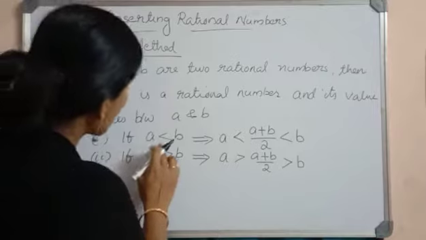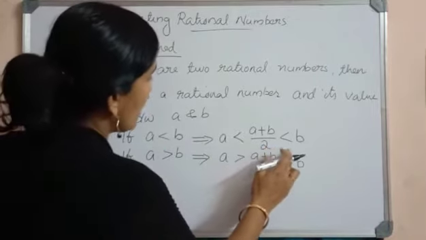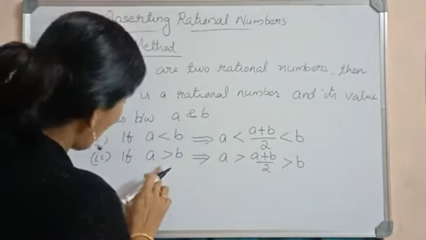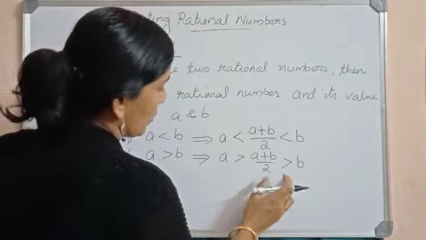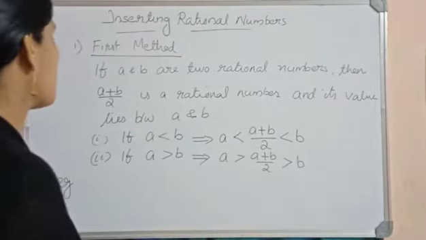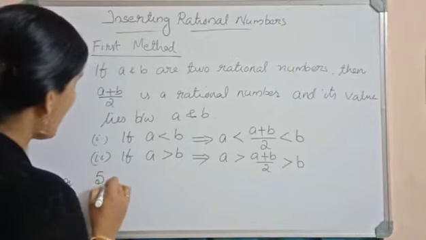So if a is less than b, then a is less than (a plus b) by 2, which is less than b. Or if a is greater than b, then a is greater than (a plus b) by 2, which is greater than b. This is the first method. Let's consider an example. Consider the numbers 5 and 7.